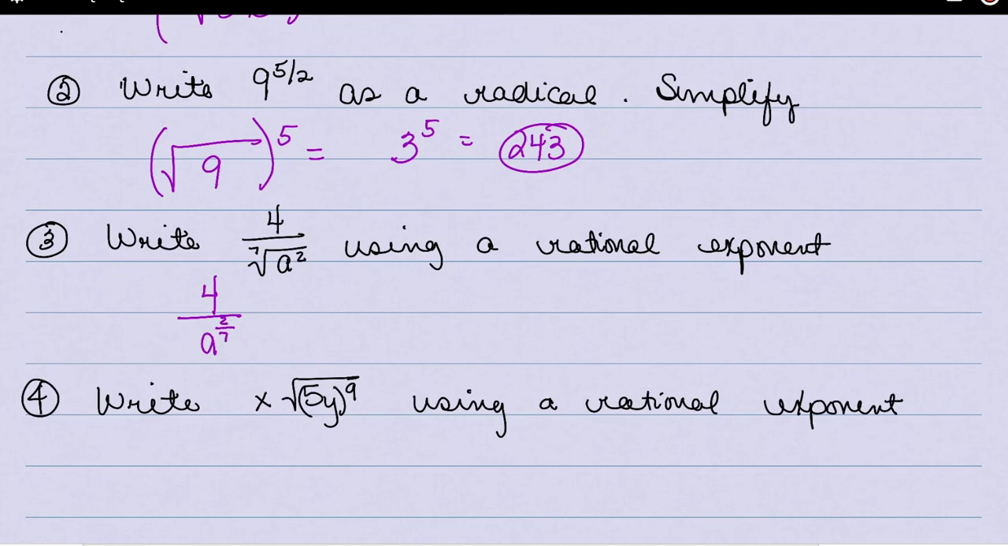Now if you will remember, the rule for exponents says that we can rewrite this. If the base is in the denominator, you can bring it to the numerator and just change the sign. So 4a to the negative 2/7 would be the radical 4 over the 7th root of a squared, written as a base with a rational exponent.